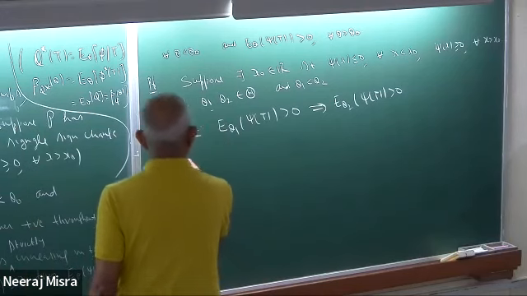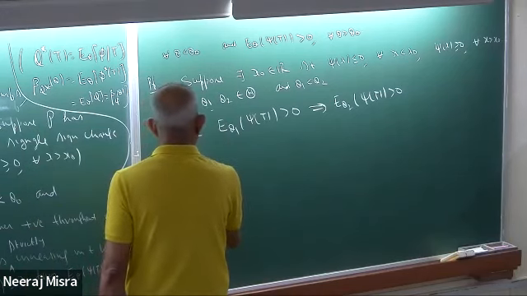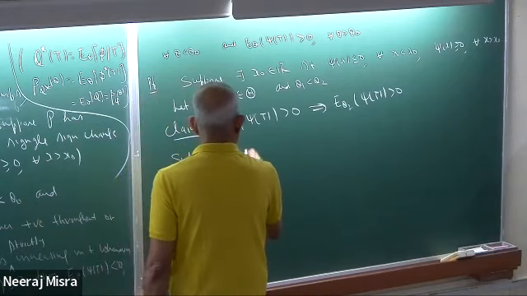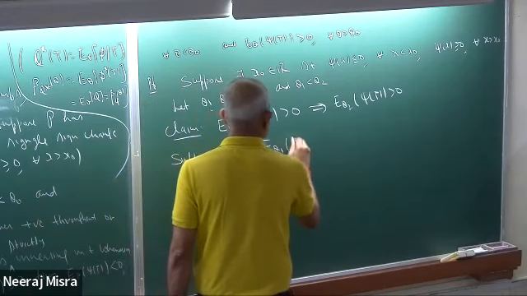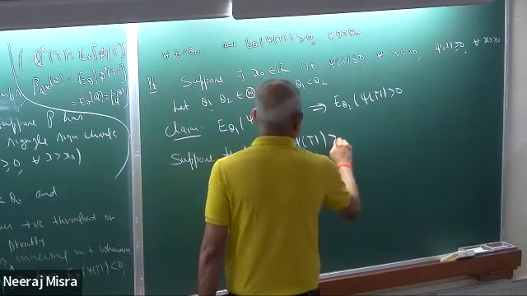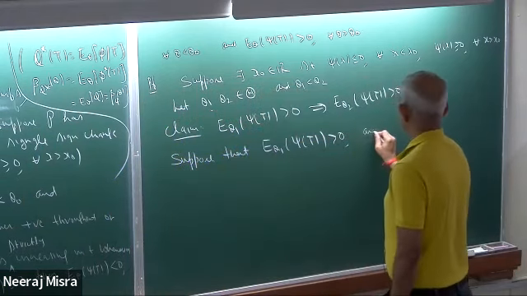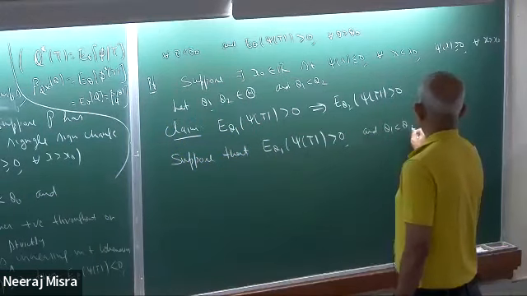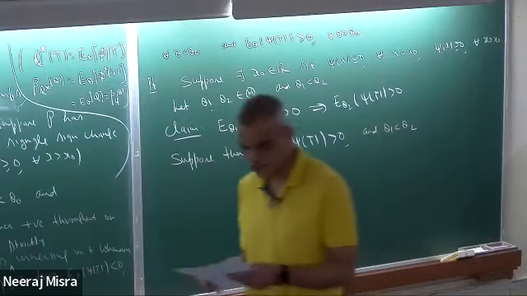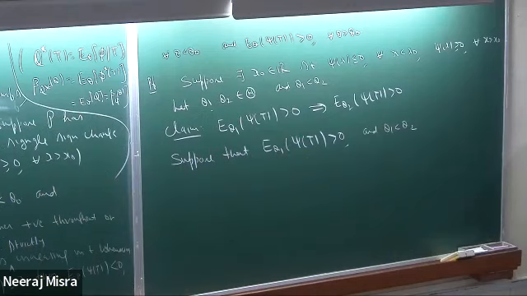I just require to prove this. If theta 1 and theta 2 are two points, if E theta 1 psi t is positive, then E theta 2 psi t also has to be positive, provided theta 2 is greater than theta 1. So suppose that E theta 1 psi t is positive and theta 1 is less than theta 2. Now I'll show that E theta 2 psi t is also positive.